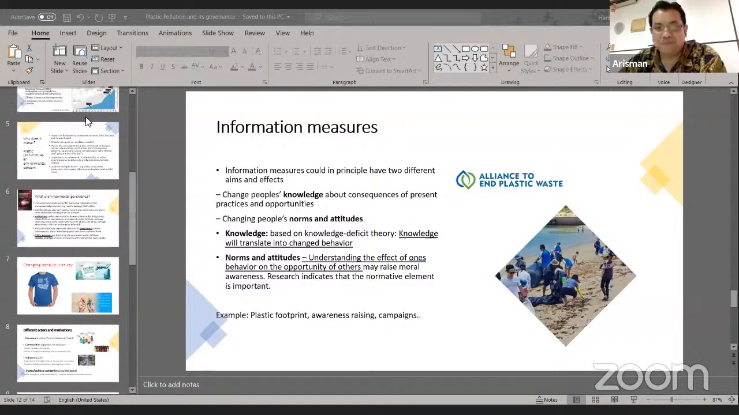Can I get the sharing rights for the screen sharing? Yes, you can share your PowerPoint. Yeah, it works. Okay.